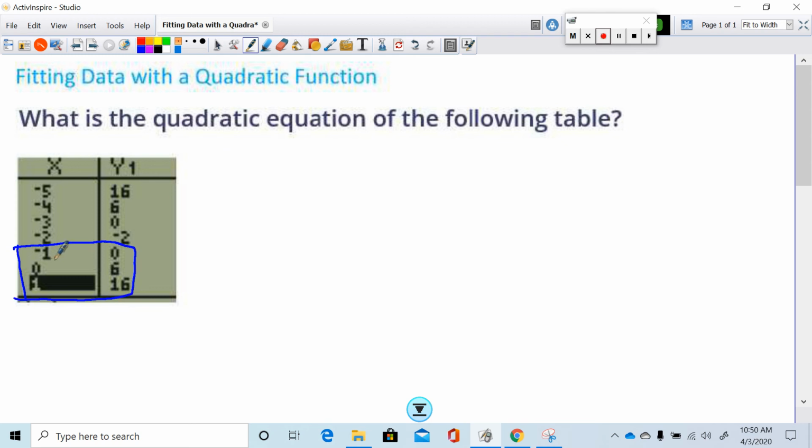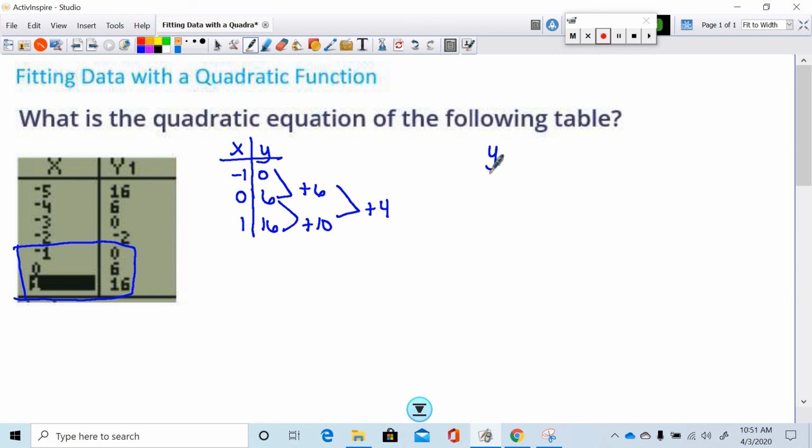So I'm going to use a point above and a point below that. For my work, I'm going to choose -1, 0, and 0, 6, and 1, 16. Now the first thing you want to do is find what we call the second difference. From 0 to 6, you're adding 6, and from 6 to 16, you're adding 10. That's the first difference. The second difference is what goes on between these two. From 6 to 10, you are adding 4.